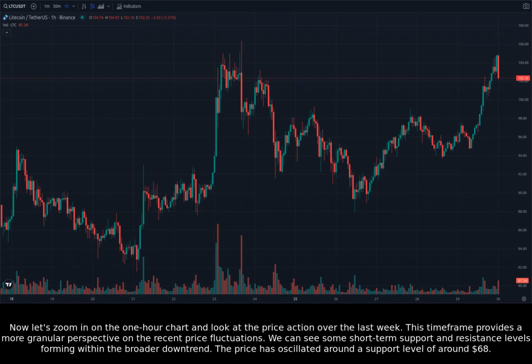Now let's zoom in on the 1-hour chart and look at the price action over the last week. This time frame provides a more granular perspective on the recent price fluctuations. We can see some short-term support and resistance levels forming within the broader downtrend. The price has oscillated around a support level of around $68.